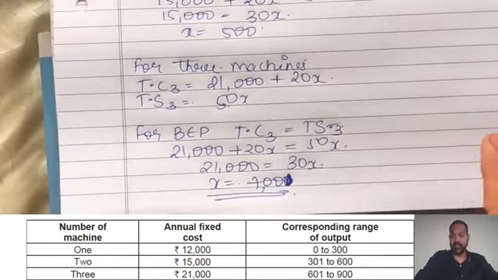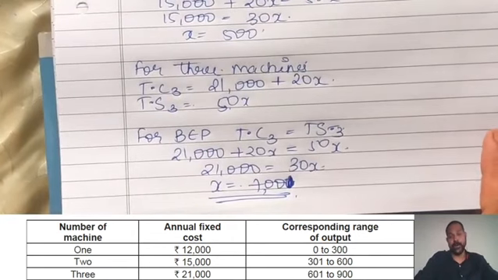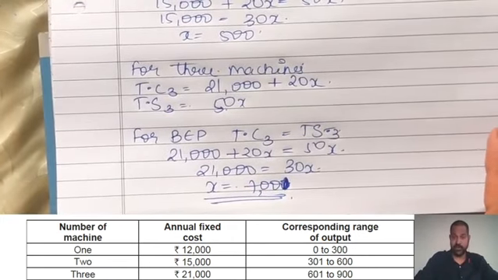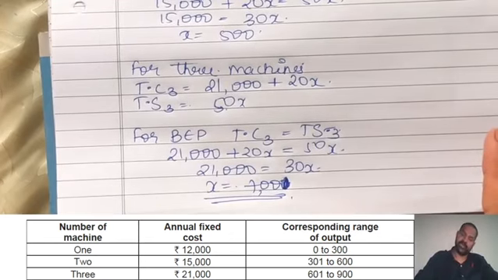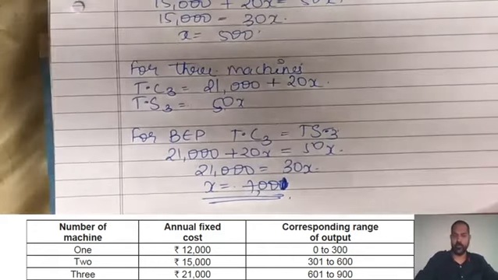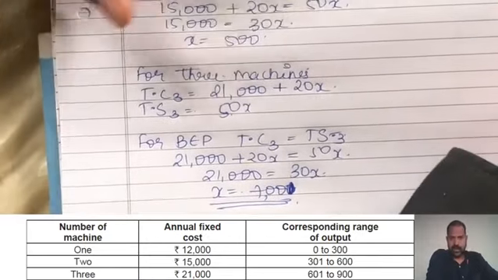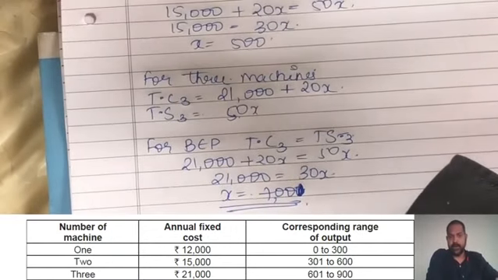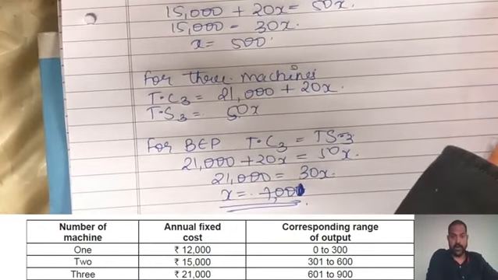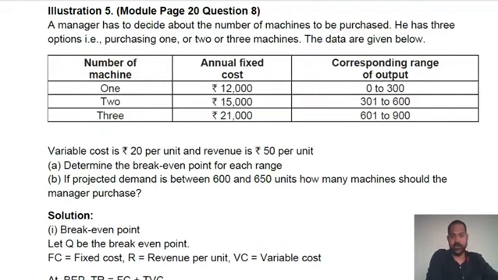If I am buying 3 machines, make sure that you will produce a minimum of 700 units, because anything less than 700 units will be a loss. More than 700 units will be a profit. So, let me now look at how they have answered the first question.